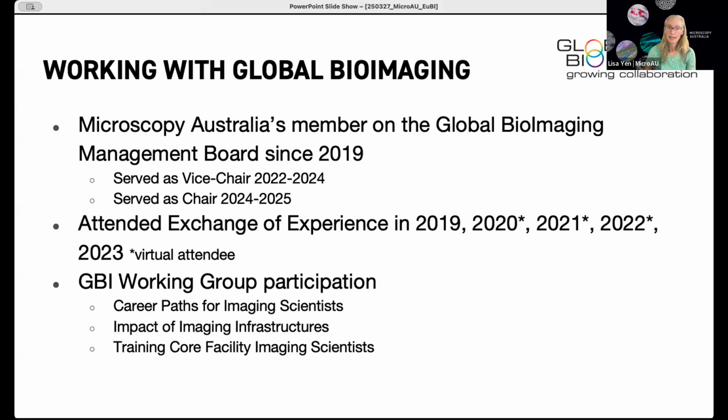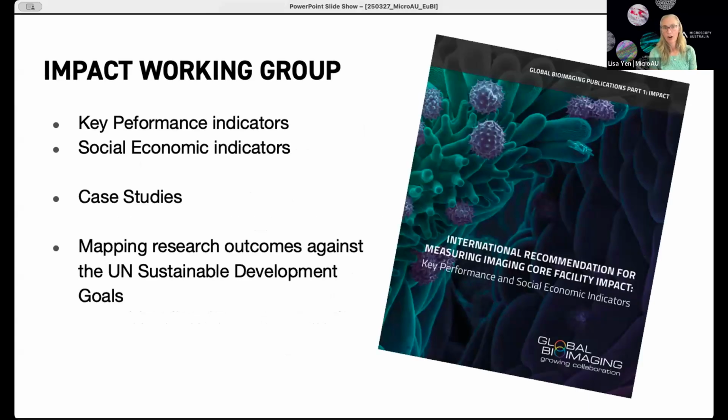I have been primarily involved in 3 of those working groups that I mentioned before. There's a working group for career paths for imaging scientists, an impact of imaging infrastructures working group, and also training core facility imaging scientists. I just wanted to briefly touch on each of those. The first one that I was most involved in at the beginning was the impact working group.